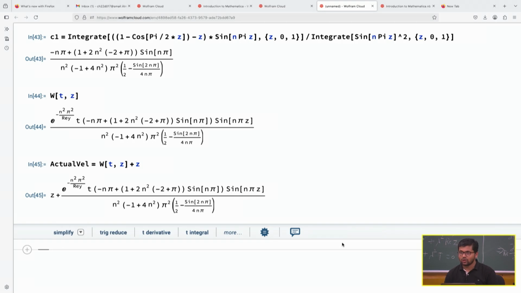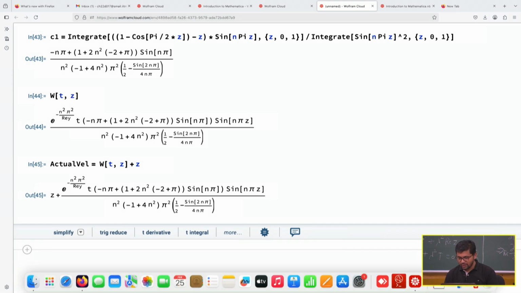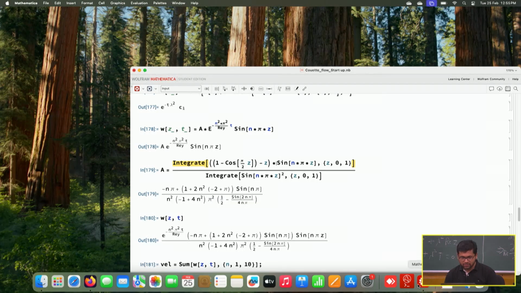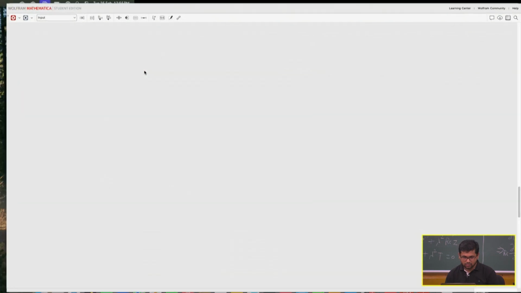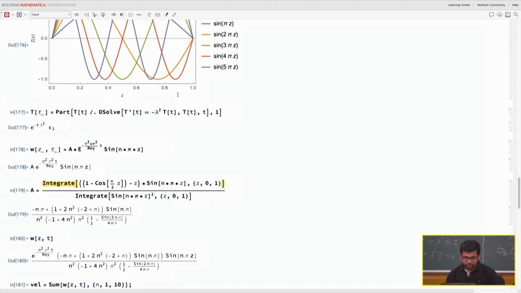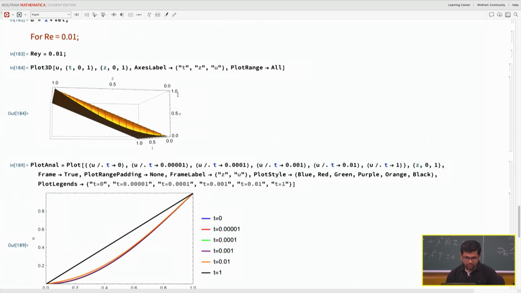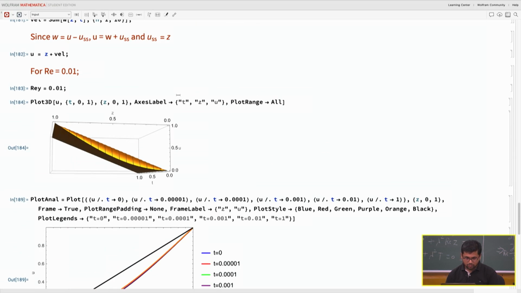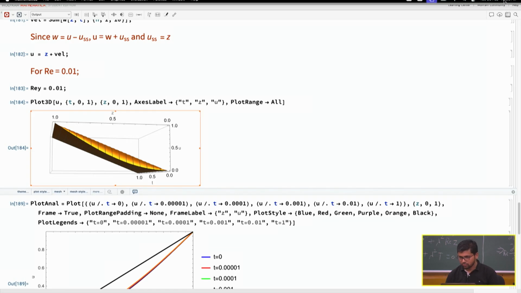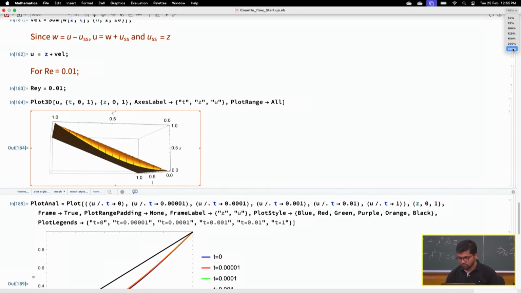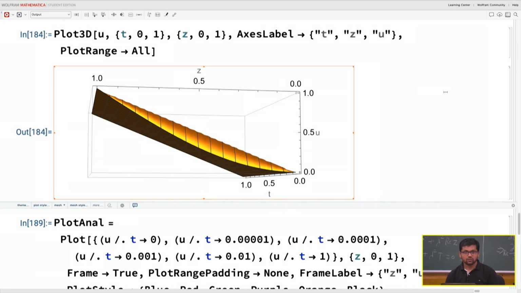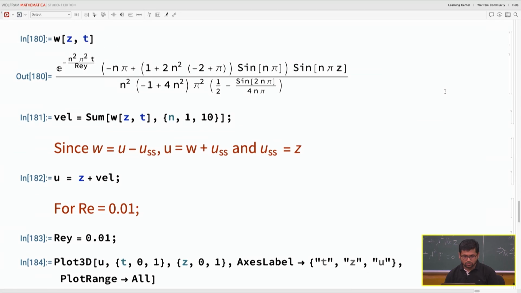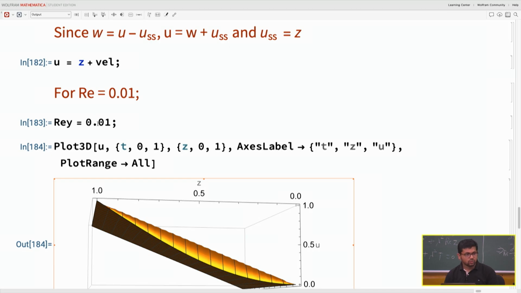I do not have time here, so I can show you I have written the code earlier with Mathematica only, and I have done a lot of things here, but you can see that I hope this is visible to you. So, W is u minus u steady state. So, u will be W plus u steady state and u steady state is z. So, I added that, and I took two values of Re.